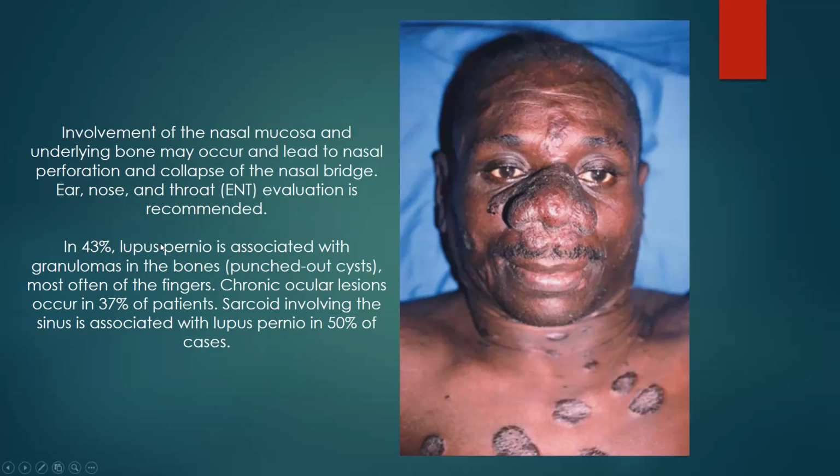The other thing to note is that lupus pernio can be associated with granulomas in the bones, most often in the fingers. It's also well correlated with ocular sarcoidosis. I know we're going to have a talk about ophthalmology later.